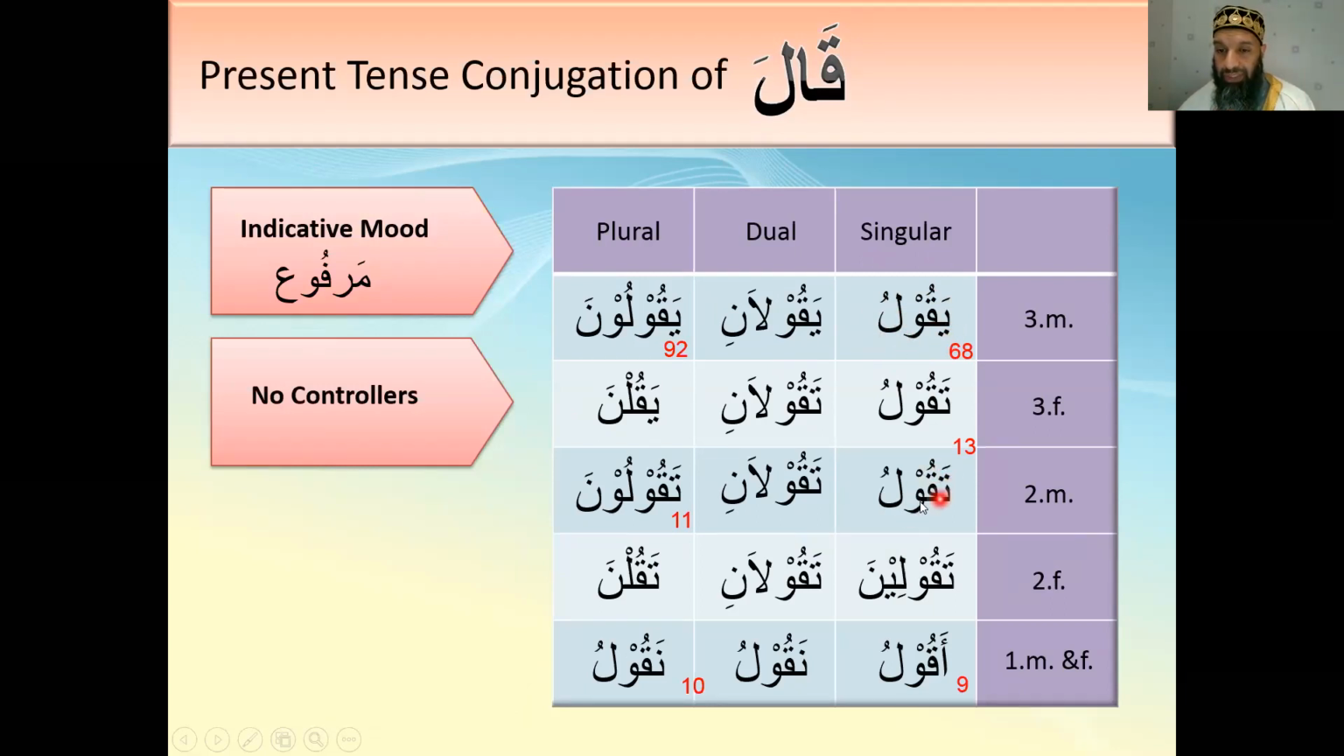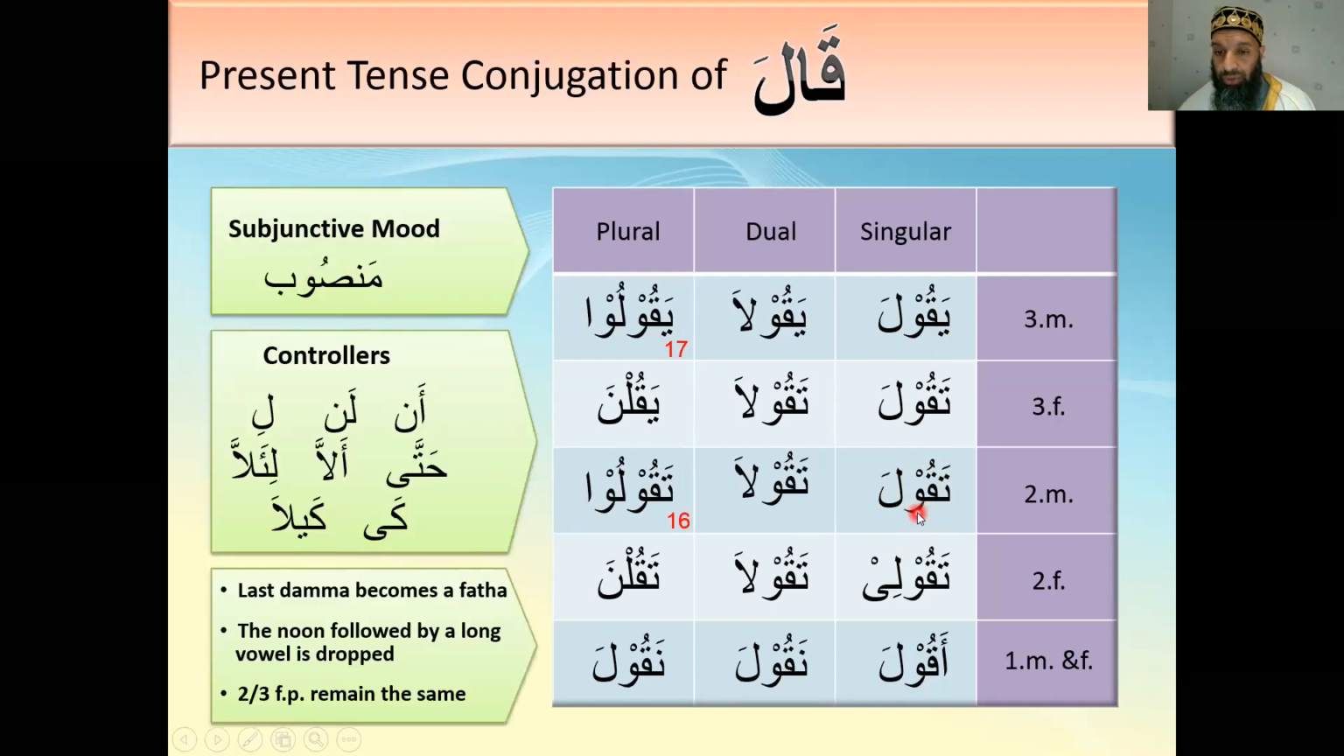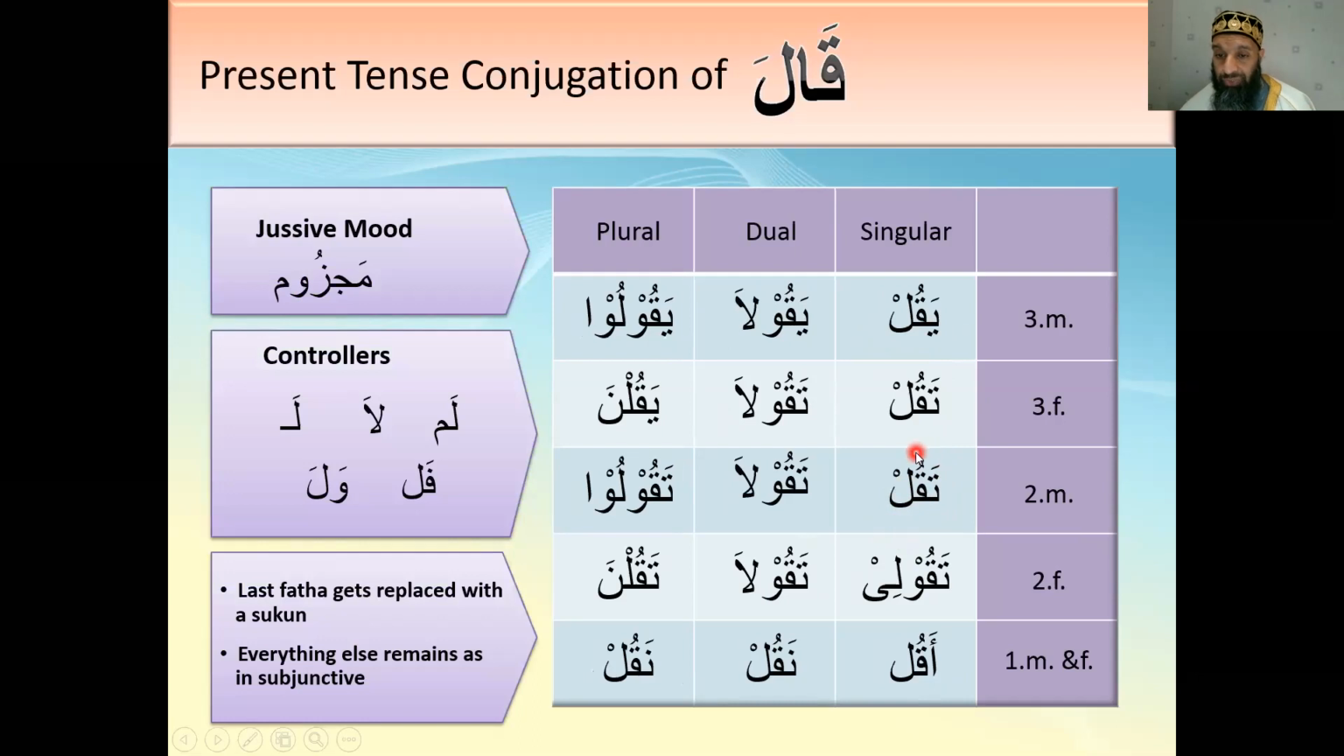Now do second person. Taqulu. Become taqulu. Now make it majzoom. Taqul. Now knock off the ta. If what remains behind has a sukoon on it, stick an alif there. Does it have a sukoon on it? No. It has a haraka on it. You can begin a word with a haraka, so job done. Knock off the ta, qul.